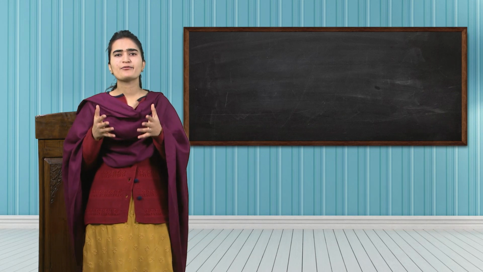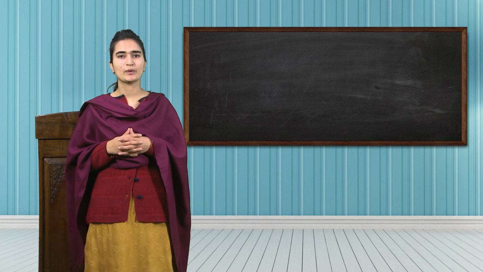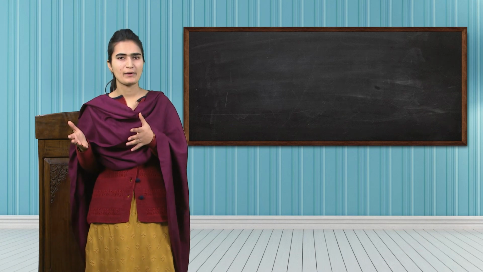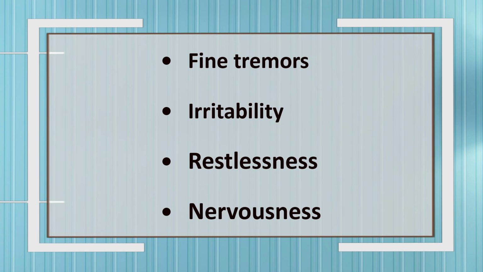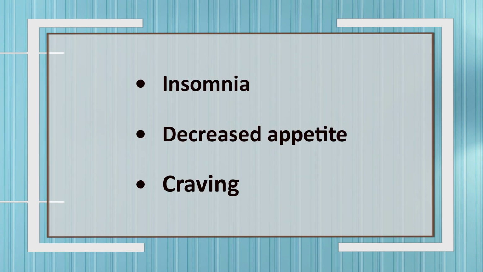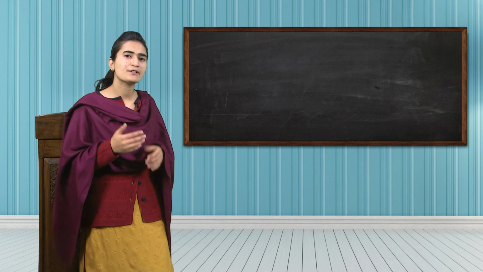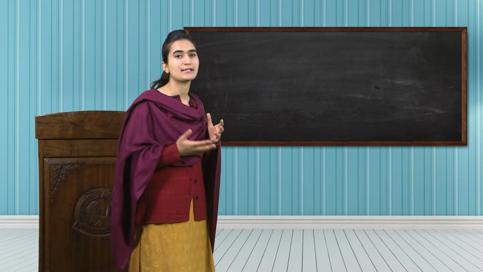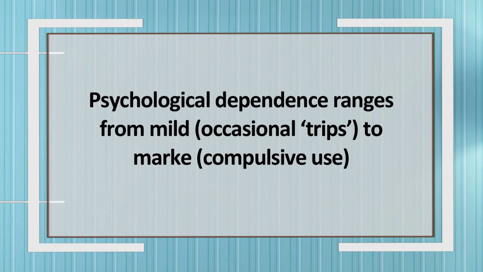Cannabis produces a very mild physical dependence with a relatively mild withdrawal syndrome, which is characterized by fine tremors, irritability, restlessness, nervousness, insomnia, decreased appetite, and cravings. This syndrome begins within a few hours of stopping cannabis use and lasts for 4 to 5 days. On the other hand, psychological dependence ranges from mild, occasional trips to marked, compulsive use.